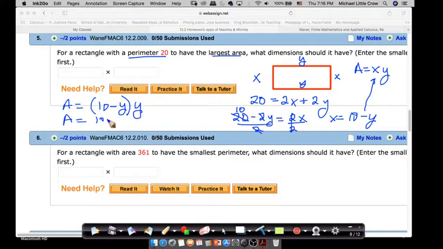So for this one, distribute out the y: 10y minus y squared. So this is our area just in terms of y. Since we want to maximize it, make it the largest, we're going to take its derivative. So the derivative of A is going to be 10 minus 2y. Is that right? The derivative of this is 10. The derivative of negative y squared is negative 2y. We set this derivative equal to 0. So 0 equals 10 minus 2y. Subtract 10 from both sides.